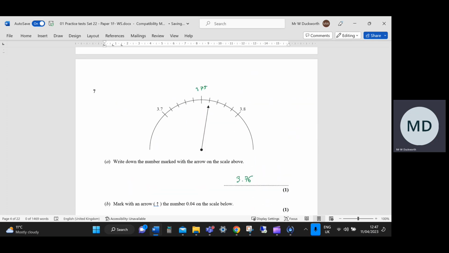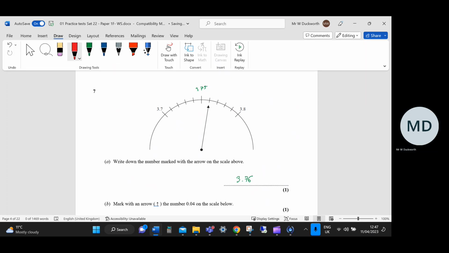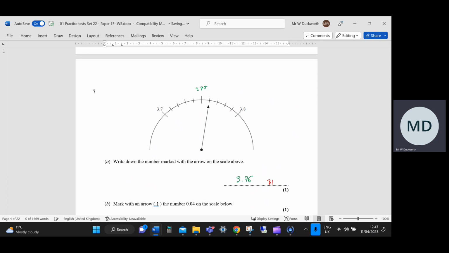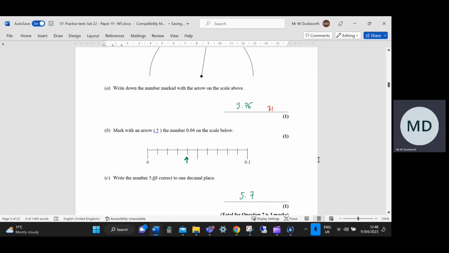So mark scheme for question 7. We have got a B1 mark for 3.76. We've then got an arrow pointing at 0.04. B1 mark. And then a B1 for 5.7. So there we go.